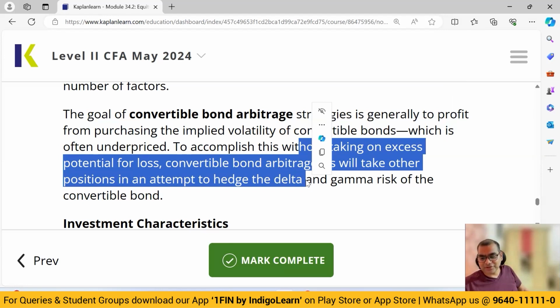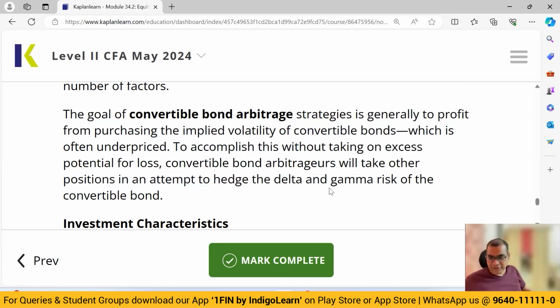Delta is the change in the price of the option due to a change in share price. Gamma is the rate of change of delta. You forgot, only one week ago we studied this. Yes, it was there in the Greeks. Correct. So when you do a convertible bond, because there is an option inside it, you will also do delta and gamma hedging to eliminate excess risk or excess potential losses.